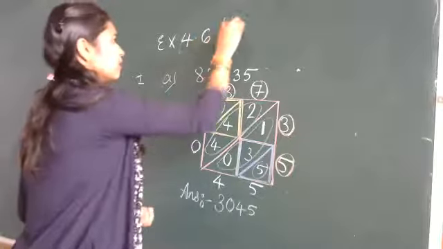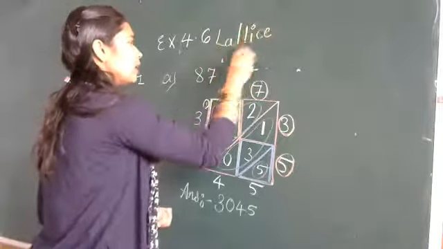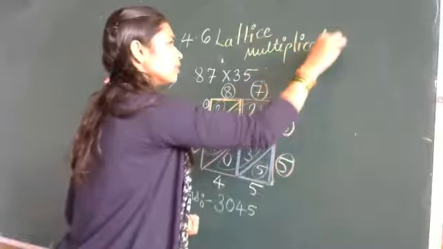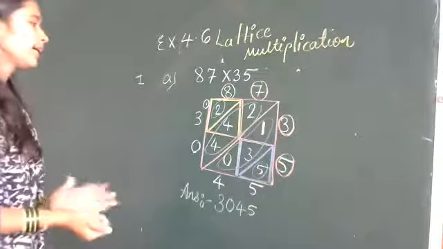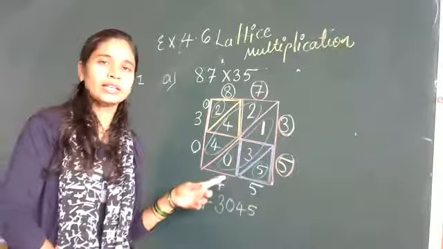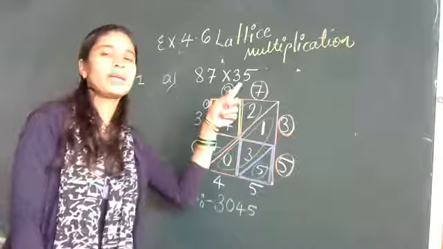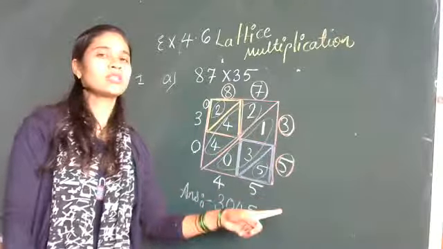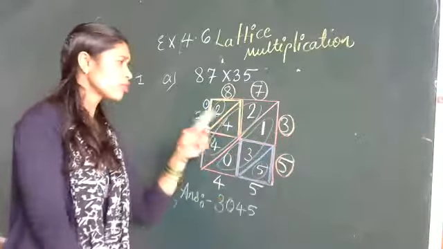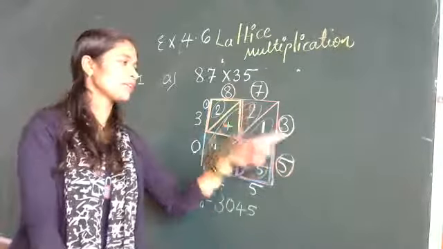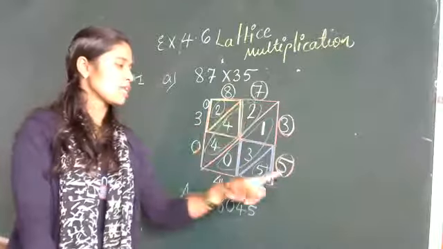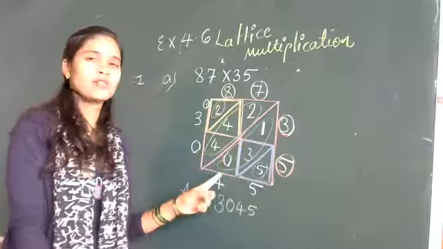Yes, any doubts? See, what I did? I just drew one square, I drew their diagonals, and wrote the numbers outside the square. So 87 will be up and 35 will be on this side. First multiply 7 into 3. 7 into 3 is 21. 8 threes are 24. So here it will come. 7 fives are 35. 8 fives are 40.